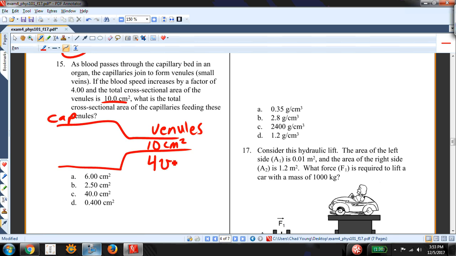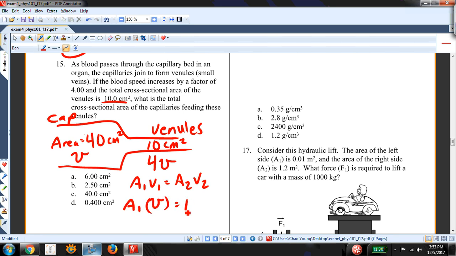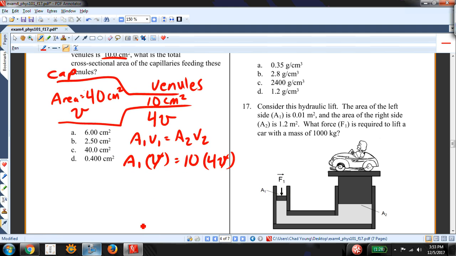So the total cross-sectional area over here is 10 centimeters squared, but I have a speed that is 4v over here. That means that the area over here is going to equal 4 times that, or 40 centimeters squared. I have v over here. So if I really wanted to think about this in terms of an equation, I would say A1 V1 equals A2 V2. A1 is what I'm looking for. V1 is equal to v. A2 is 10. V2 is 4v. The v's cancel. A1 is equal to 40. That's 15.